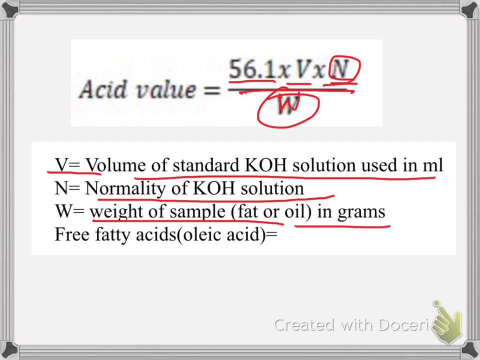So this is the formula for finding acid value, that is 56.1 into V into N divided by W, where V is the volume of standard potassium hydroxide solution in ml and N is the normality of potassium hydroxide solution that we used. Then W is the weight of the sample, fat or oil sample, in grams.